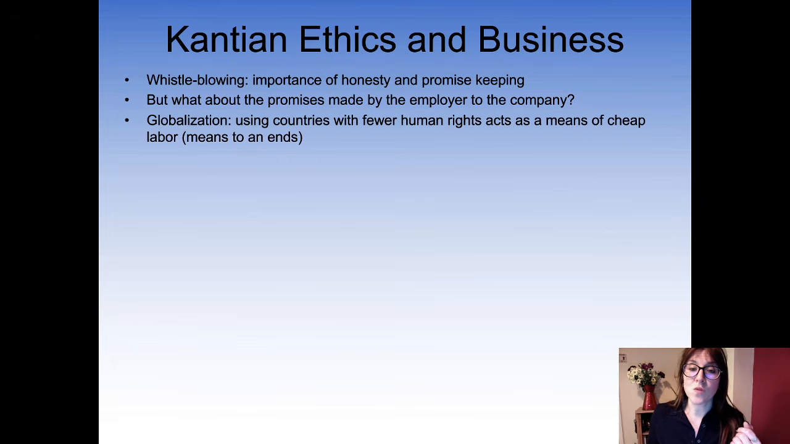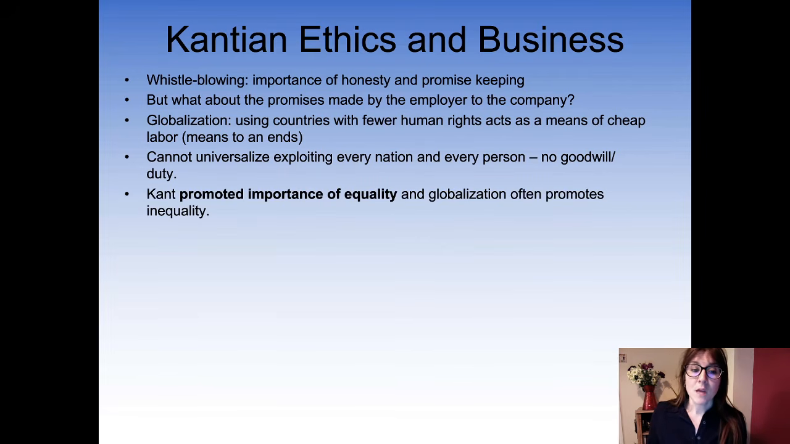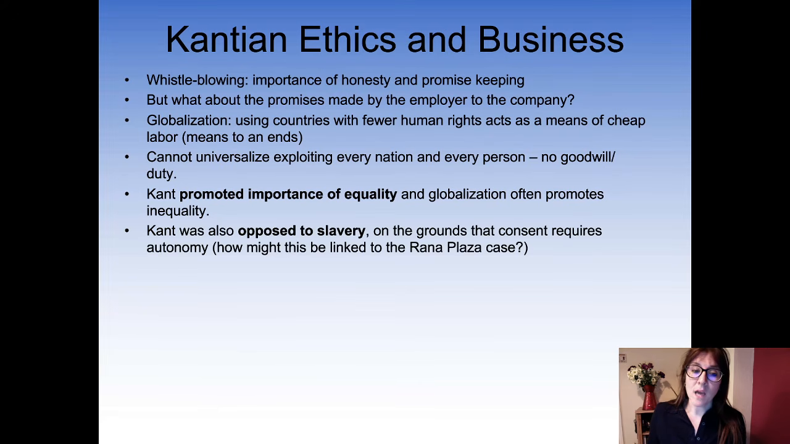Globalisation, using countries with fewer human rights, means that you're using them as a means to an end. You cannot universalise exploiting every nation, every person. There's no goodwill or duty either. So you can't universalise the maxim of cheap labour. Kant promotes the importance of equality, and globalisation often promotes inequality. Kant was also opposed to slavery on the grounds that consent requires free will and autonomy. And again, you might want to think about linking that to Rana Plaza, this idea of consent. There was no consent there. They were forced to go back, or they would risk losing a month's wages. And in this case, they lost their lives instead.